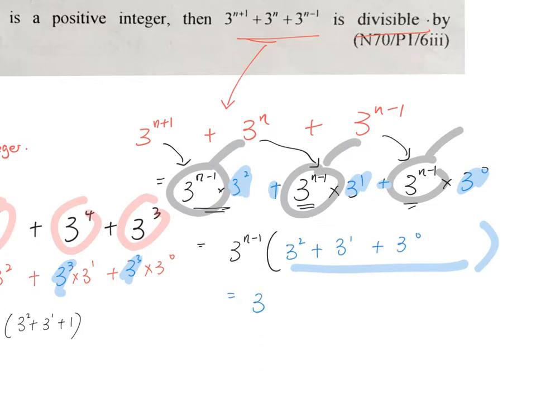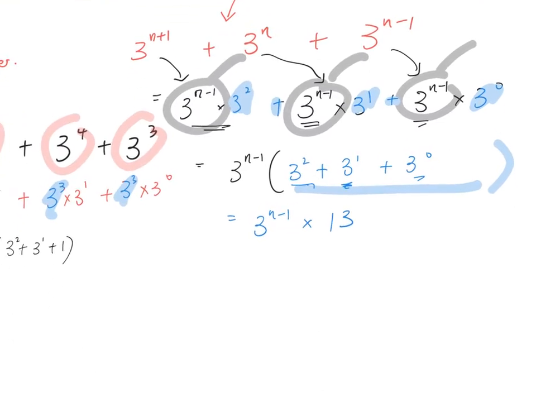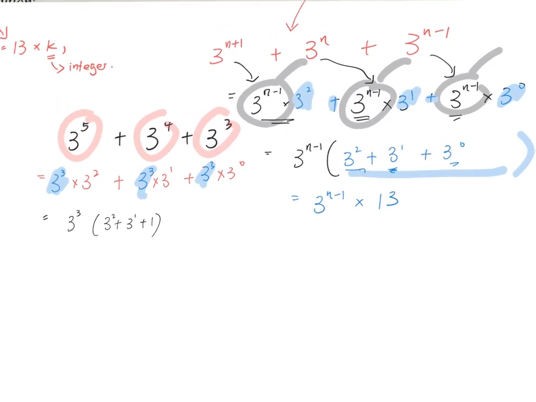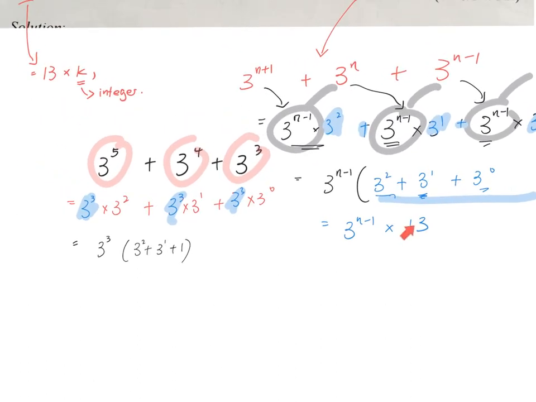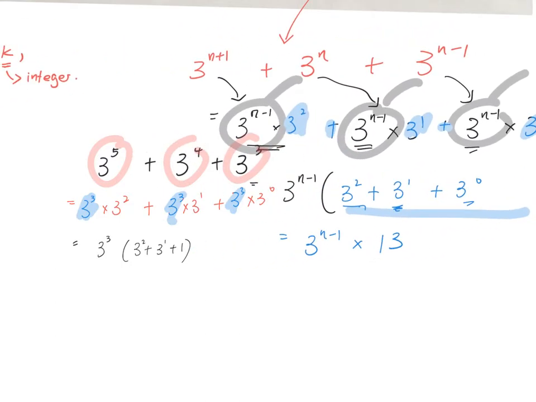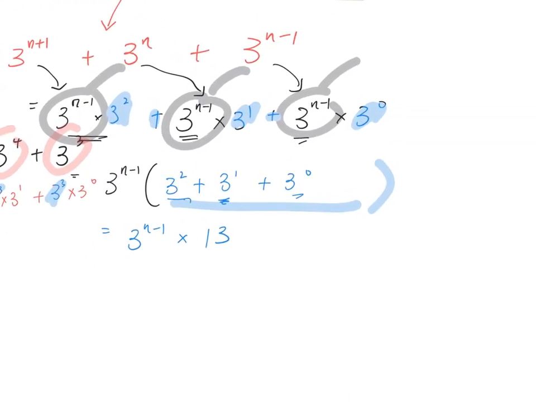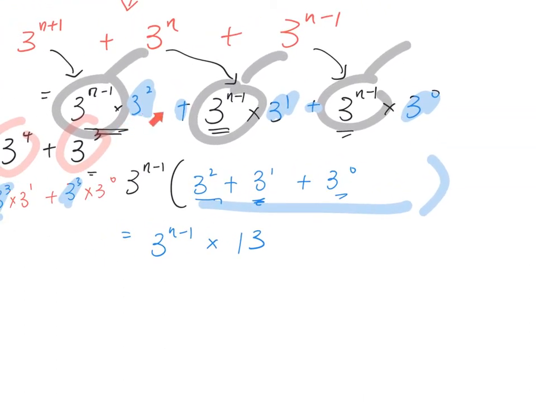That gives us 3 to the power of n minus 1 times 9 plus 3 plus 1, which is just 13. And you can see, as we wanted to show, that this is indeed of the form 13 times k. It would not have been possible unless we knew that we were going to factorize our numbers. You can see that the power of factorizing helps us get our answer in this manner.